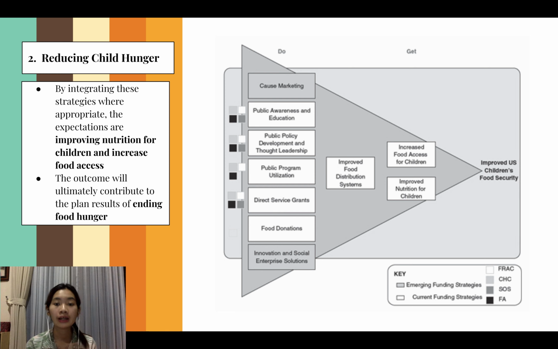Emerging funding strategies include cost marketing as well as indications, replications, and also social enterprise solutions. By integrating these strategies where appropriate, the expectations are improving nutrition for children as well as increased food access. The outcome itself will ultimately contribute to the planned results of ending food hunger.